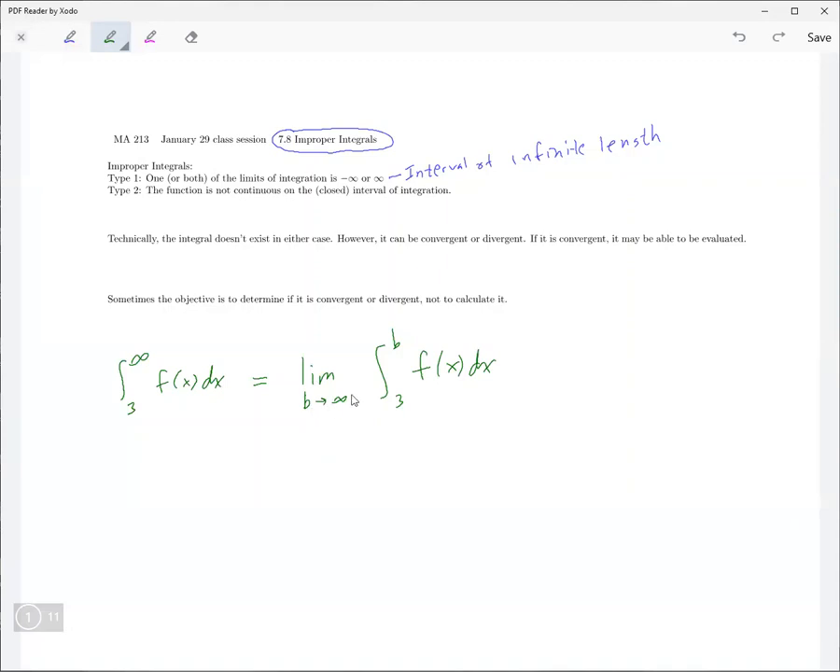So the limit as b goes to infinity, this is going to infinity. What's happening here is that from 3 to infinity is an interval of infinite length. But from 3 to b, if b is a finite number, no matter how large it is, this is a finite length.